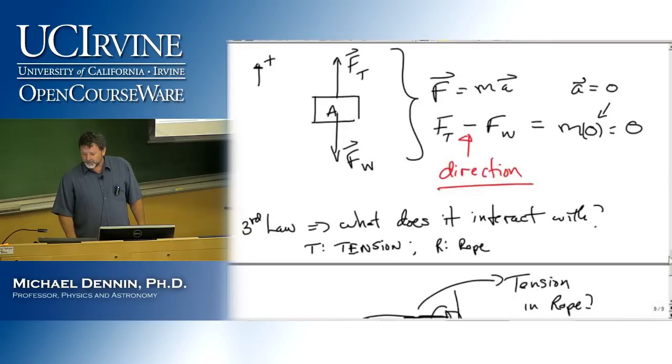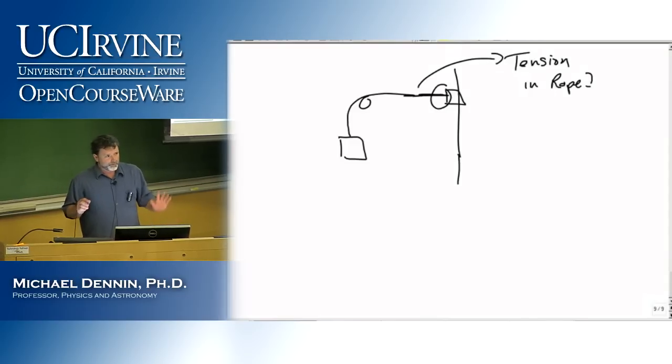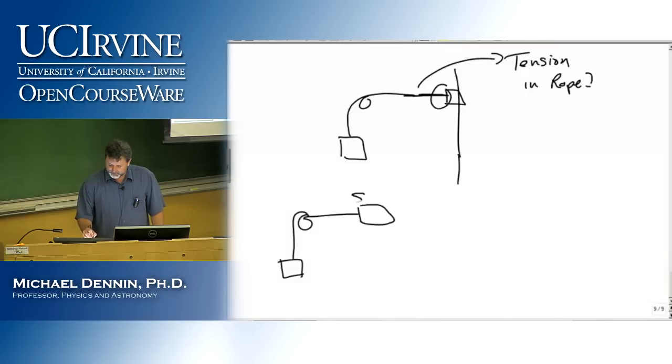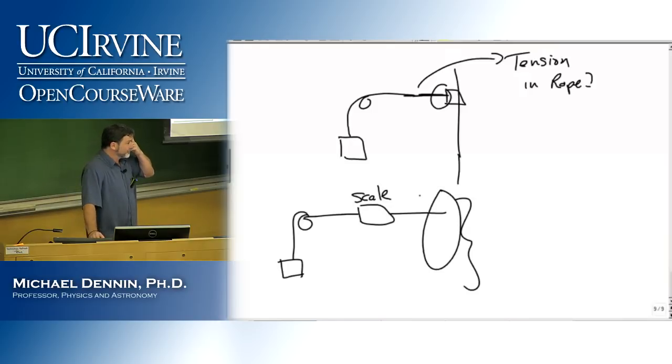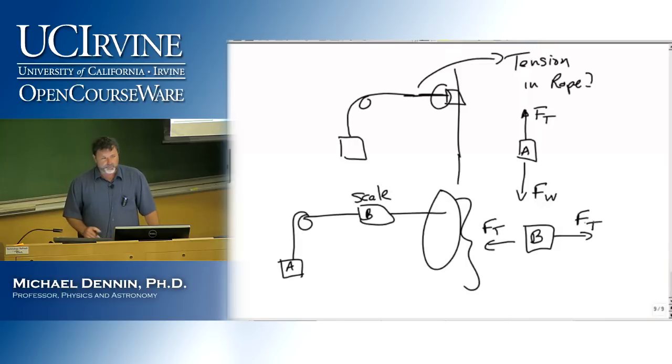Let's go back to our pictures and what we call our free body diagrams, right? In either case, let's look at our three pieces. There's our scale, and the scale goes to something else. Whether I have a mass over here or not, if I want to draw the free body diagram for each of these objects, the free body diagram for A had tension up, weight down. The free body diagram for B just has two tensions in equal and opposite directions.